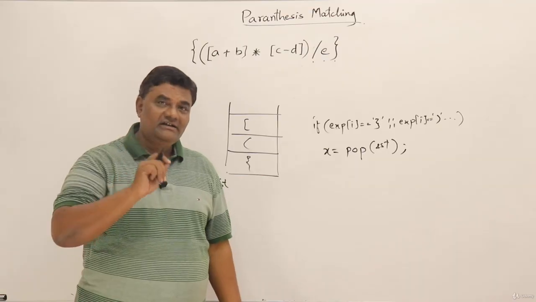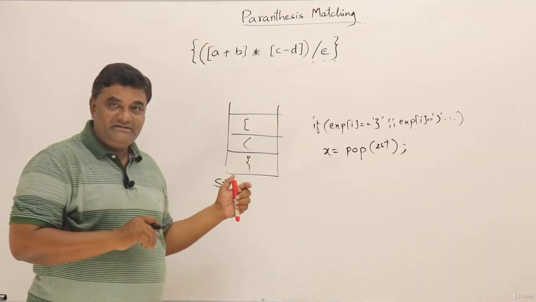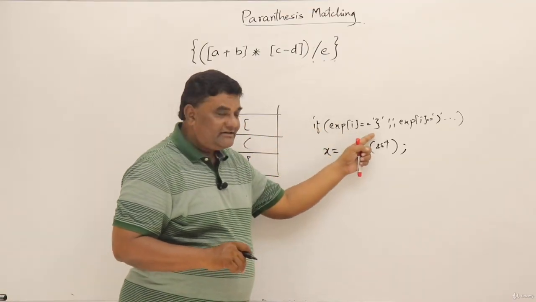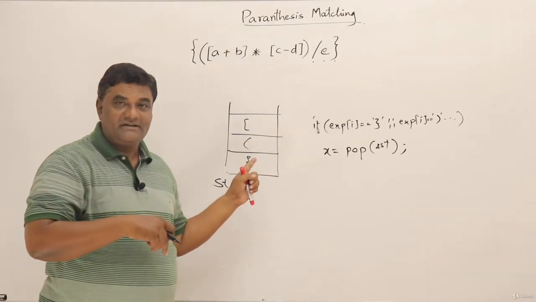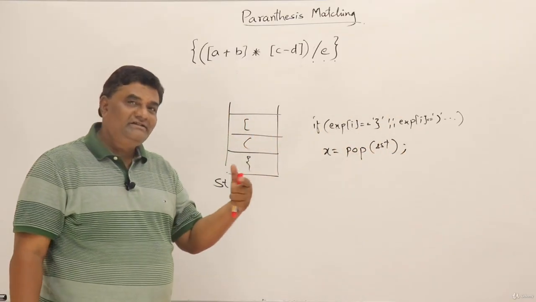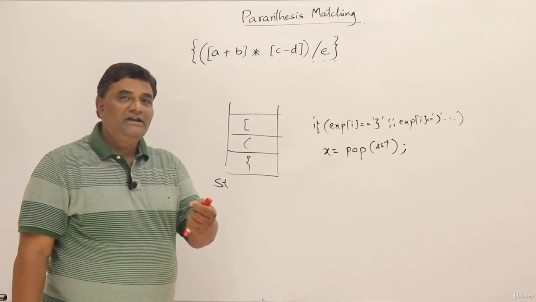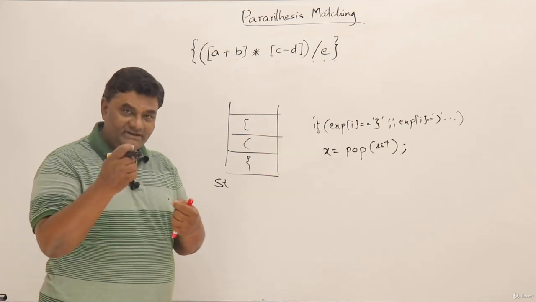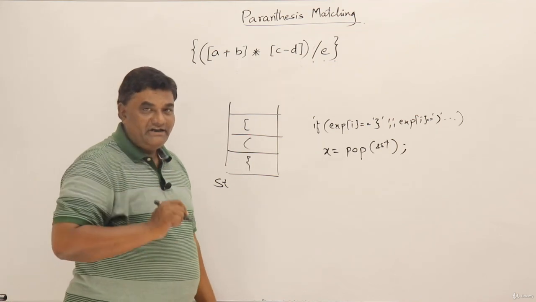Now one hint I can give you, because you have to check so many things. For a flower closing bracket, it should be a flower opening bracket. For a round closing bracket, it should be a round opening bracket. So three things you have to check. I think you can make it a little simpler if you know this hint. I'm giving you a hint.